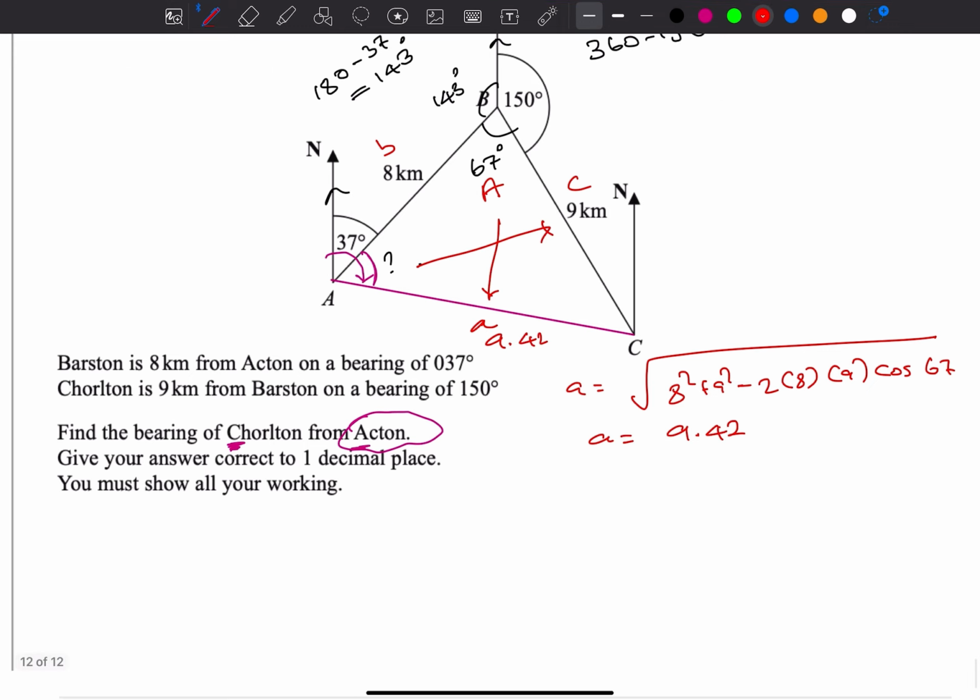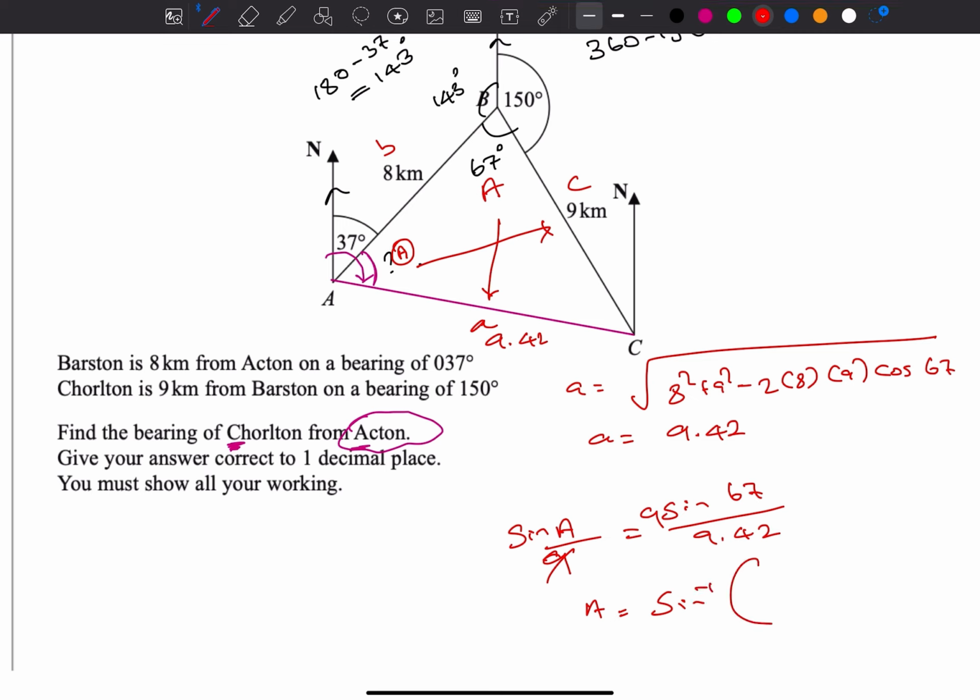Yeah. Then I can do this and this and that. Let's say this is angle A or whatever. Doesn't really matter. Sine A over what's that? 9 equals what's the other one? Sine 67 over 9.42. 9 comes here. Just sine inverse of 9 sine 67 over 9.42. Which will make it 61.6 for 1 decimal place.